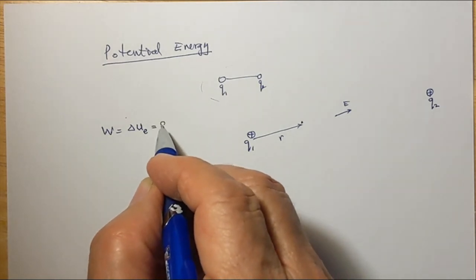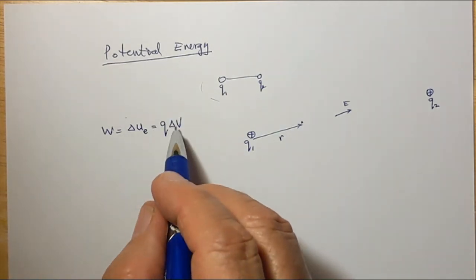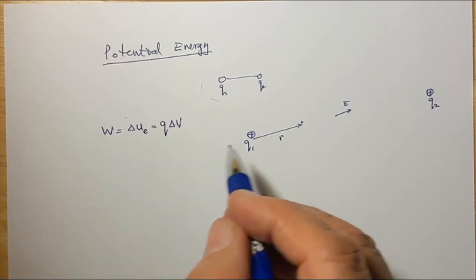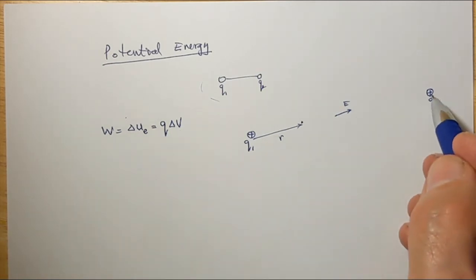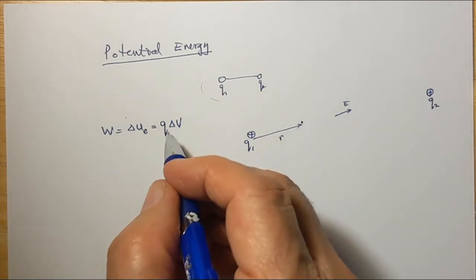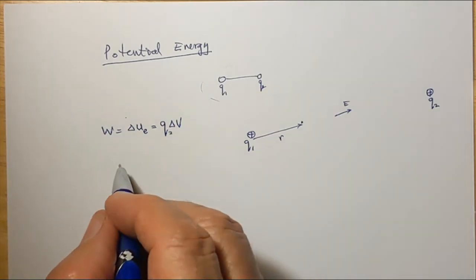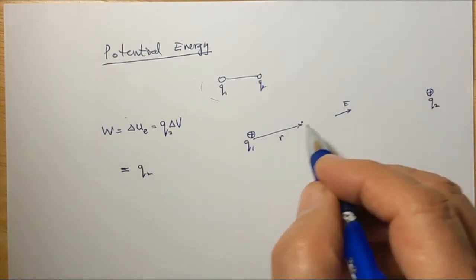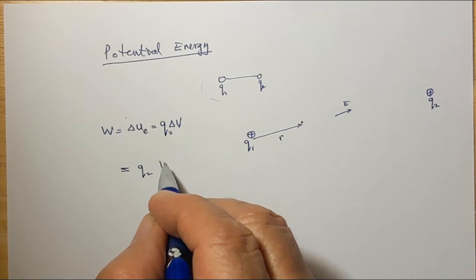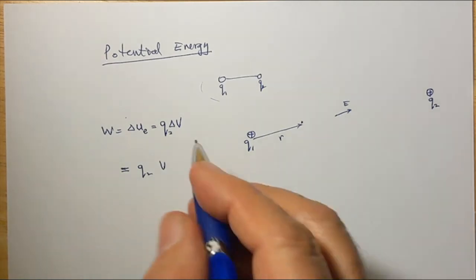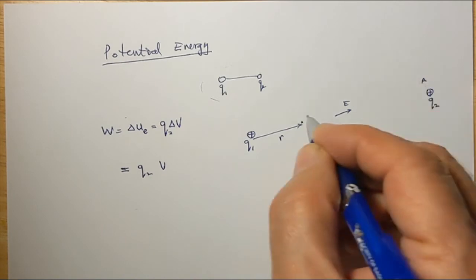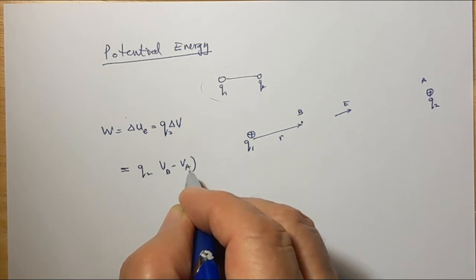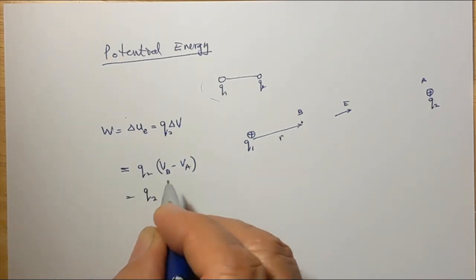That can be written as Q delta V, because the delta V was defined as delta U over Q, potential energy per unit charge. So the work is going to be Q delta V, and the Q is Q2. Now the delta V between these two is V final minus initial. Let's call that point A and this point B. It's going to be V final minus initial, and so that's going to be Q2.